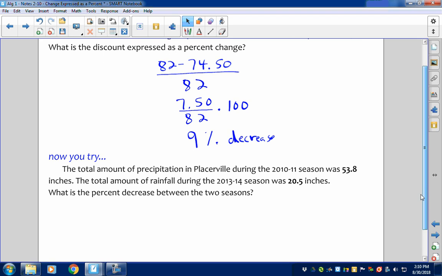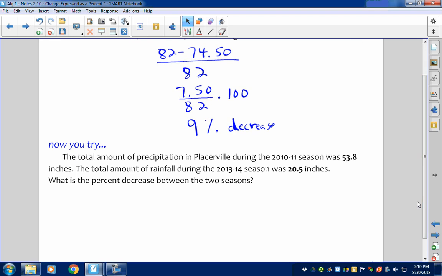Oh, this one's something else. This is, I think, real data here. It says the total amount of precipitation in Placerville during the 2010-2011 season was 53.8 inches. The total amount of rainfall during the 2013-2014 season was 20.5 inches. What is the percent decrease between the two seasons?